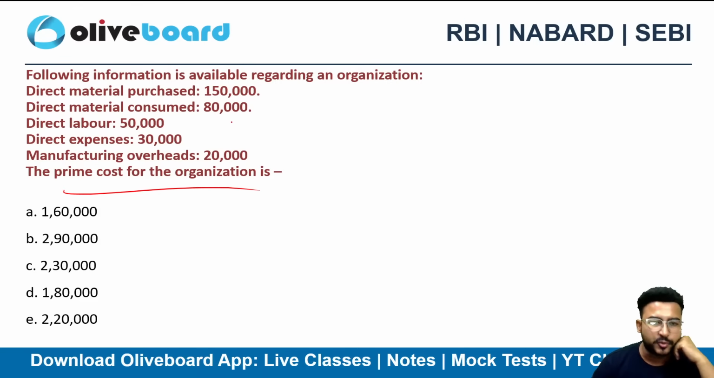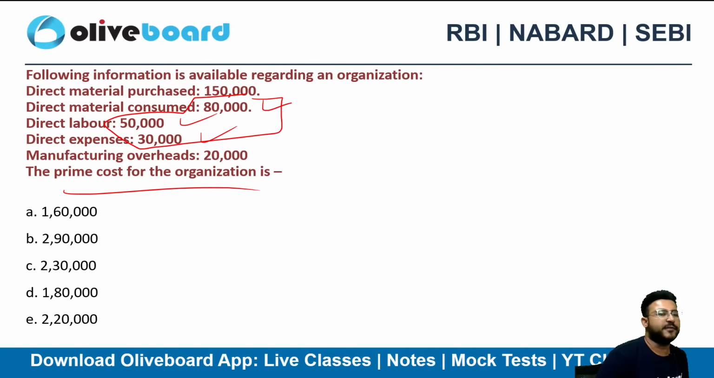Direct material consumed, direct labor, other direct expenses, that's it. Right, that's it. 80 plus 50 plus 30. So this is other direct expenses. That's it. We don't consider direct material purchase. We don't consider any kind of indirect overhead. So 80 plus 50 plus 30 will be the correct choice.